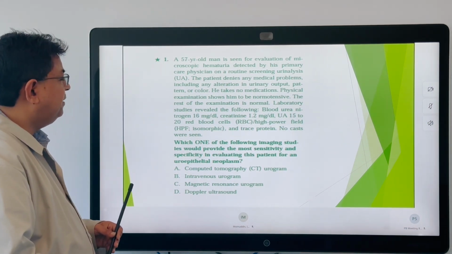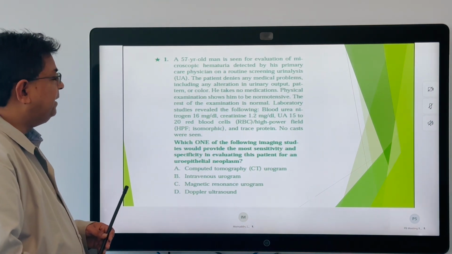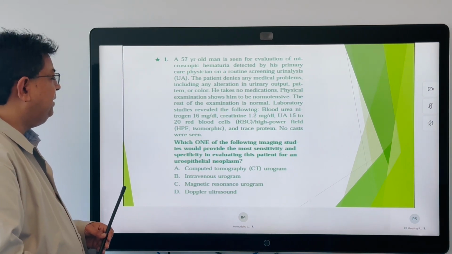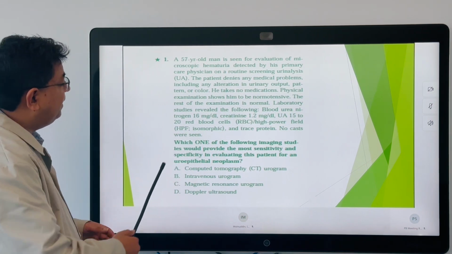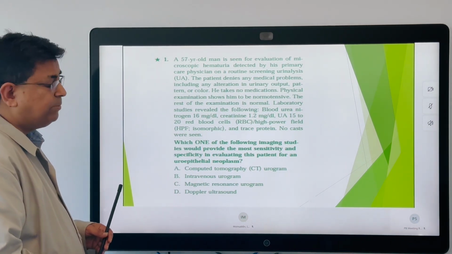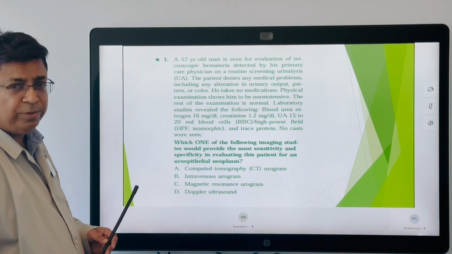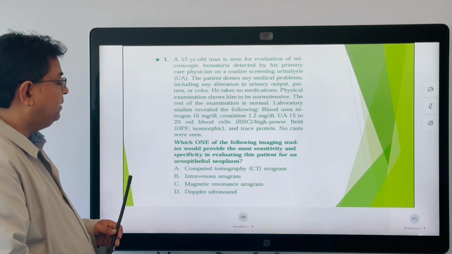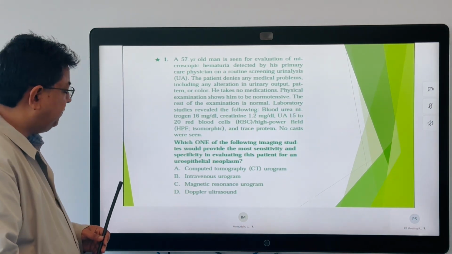Laboratory studies revealed the following: blood urea nitrogen 16 milligrams per deciliter, creatinine 1.2 milligrams per deciliter, urinalysis 15 to 20 red blood cells per high power field, and these are isomorphic, not dysmorphic. Dysmorphic red blood cells indicate that the red blood cells have traversed through the glomerular basement membrane and have been modified through that process. Trace protein, no casts were seen.